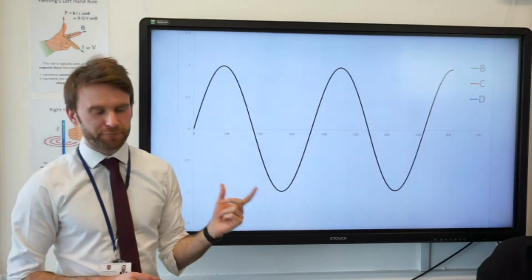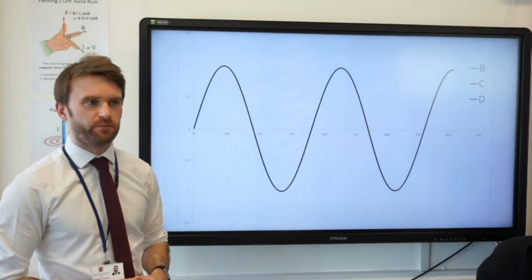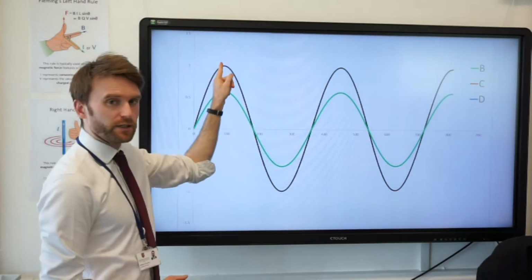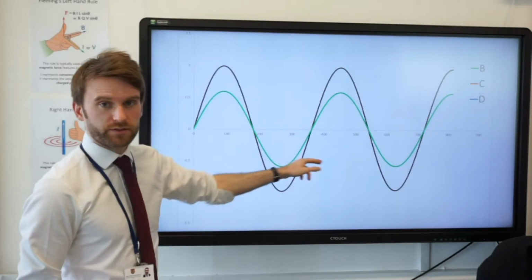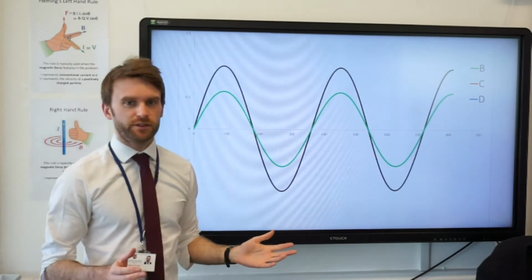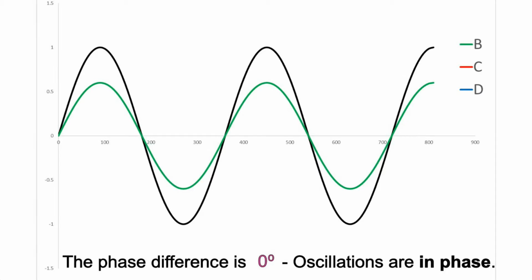B is oscillating in phase with A, but it has a smaller amplitude. If a wave is in phase, that means that its peaks are in the same place, the zero crossings are in the same place, the troughs are in the same place, and in this case it's got a smaller amplitude. It doesn't have to, but if it didn't, it would be basically the same wave. The language that we use to describe it is, it's got a phase difference of 0 degrees. It's in phase.